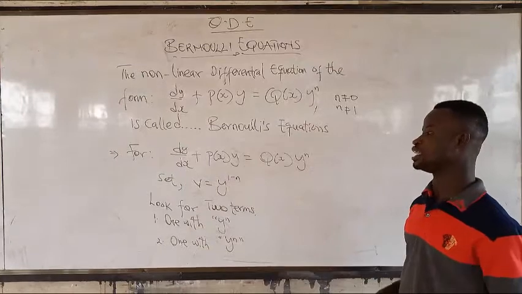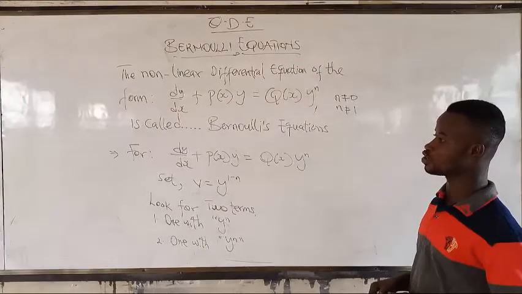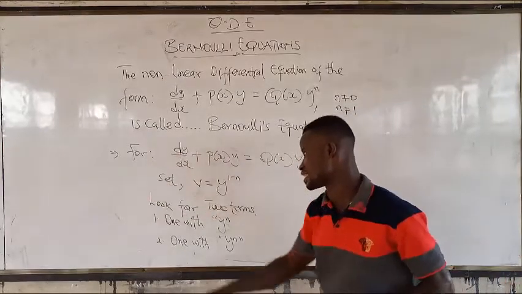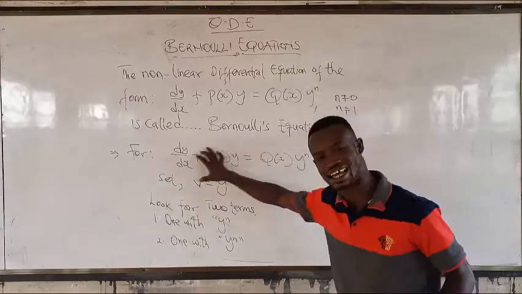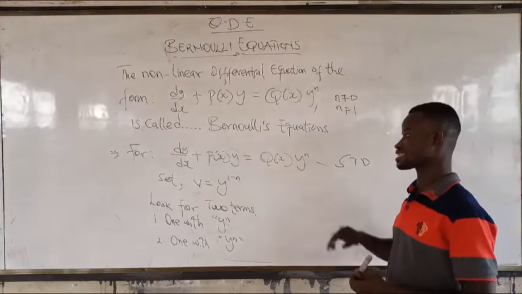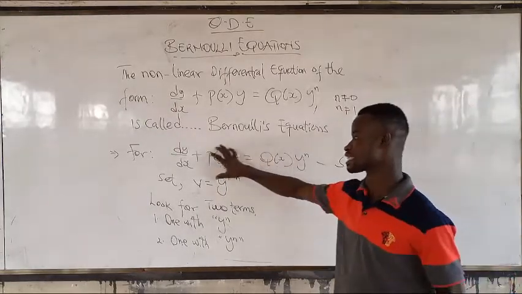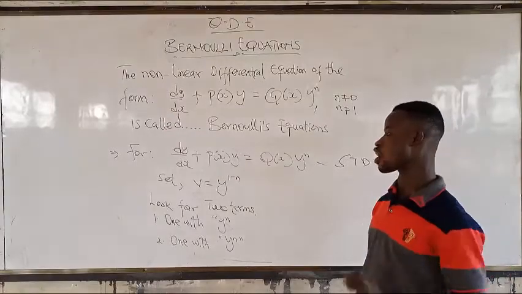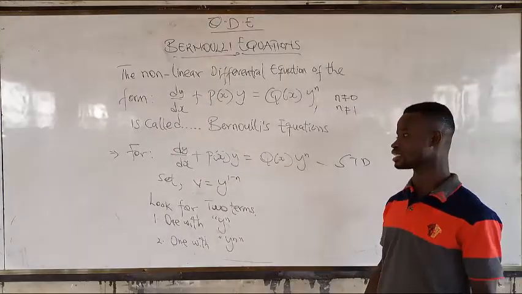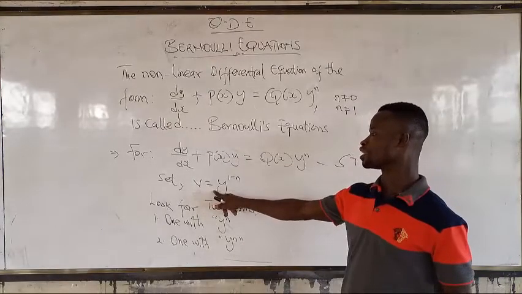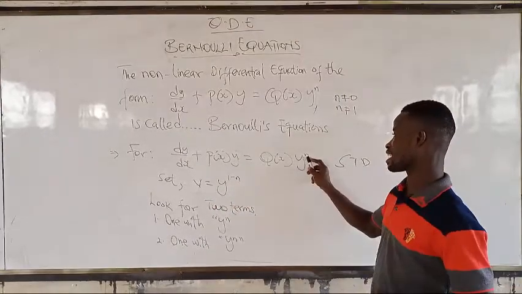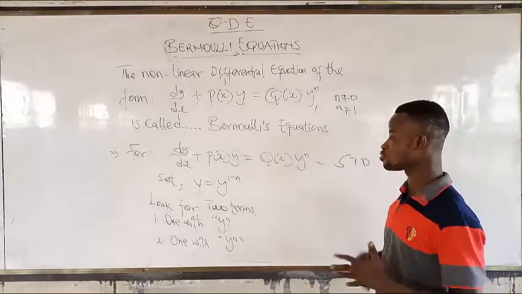For a Bernoulli, if you are finding a general solution, you have to first leave the equation in this form. Alright. So, this is the standard form. So when you are given this equation, then you are going to set or let V, it depends on you, you can choose U or anything, set V to be equal to y raised to the power 1 minus n. So it's going to be 1 minus whatever is here. The n can be 2, can be 3, can be 4, alright.